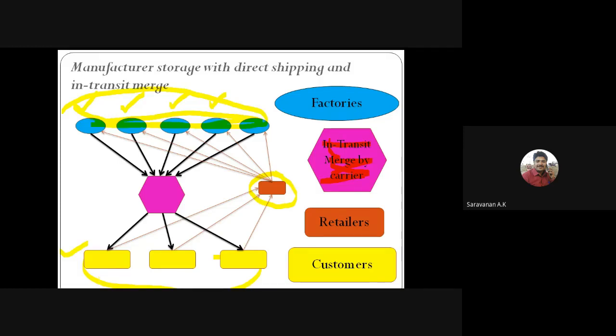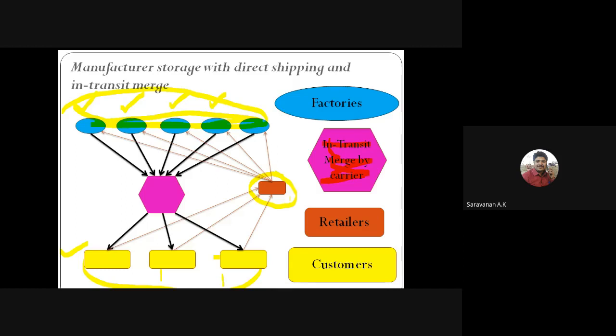For example, the first customer needs only a hard disk, the second customer needs only a RAM, the third needs the motherboard, and the fourth customer needs an entire system. In this type, the different factories or manufacturers send their products to a particular warehouse. That warehouse is called the in-transit merge.